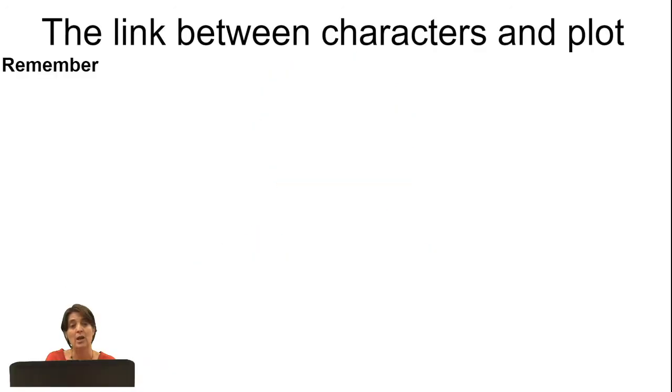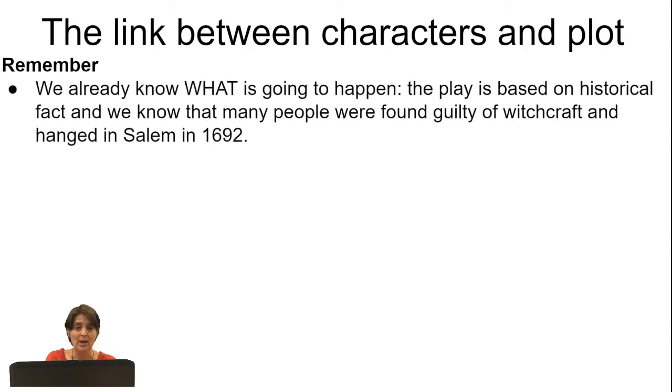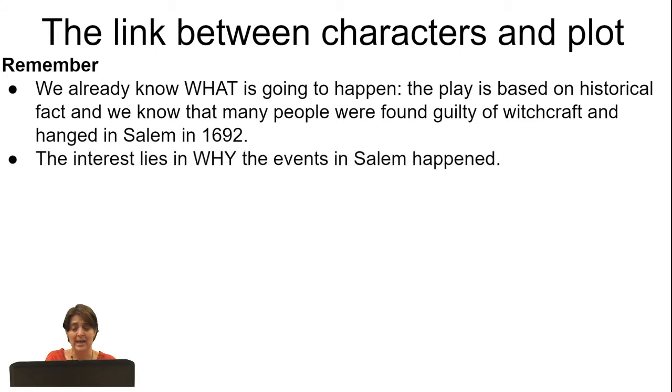So remember always that there is a link between characters and plot, because characters carry out certain actions because of how they are motivated to behave, and that drives the plot along. Now, in this play, we already know what is going to happen because the play is based on historical fact. And we know for a fact that many people were found guilty of witchcraft and hanged in Salem in 1692. So the interest in this play doesn't lie in will they or won't they get hanged. We know they probably will. The interest lies in why the events in Salem happened.